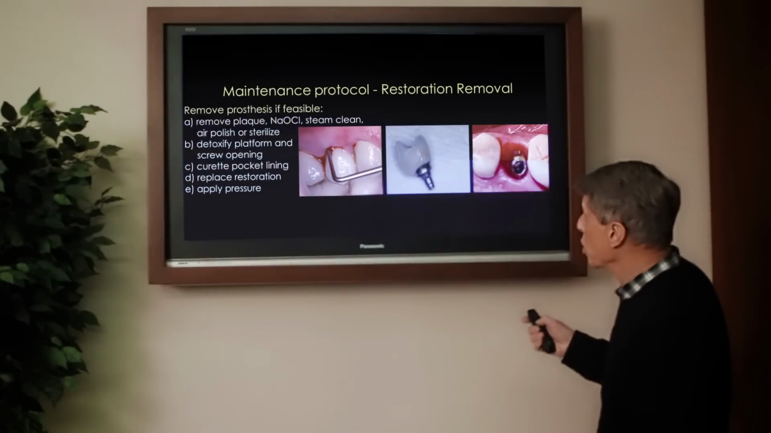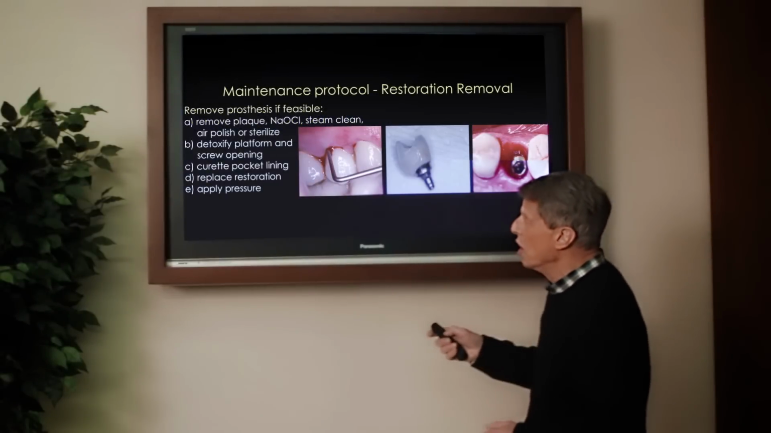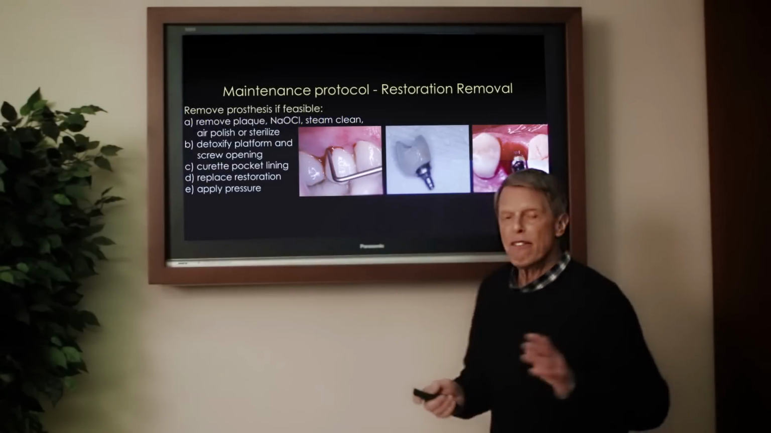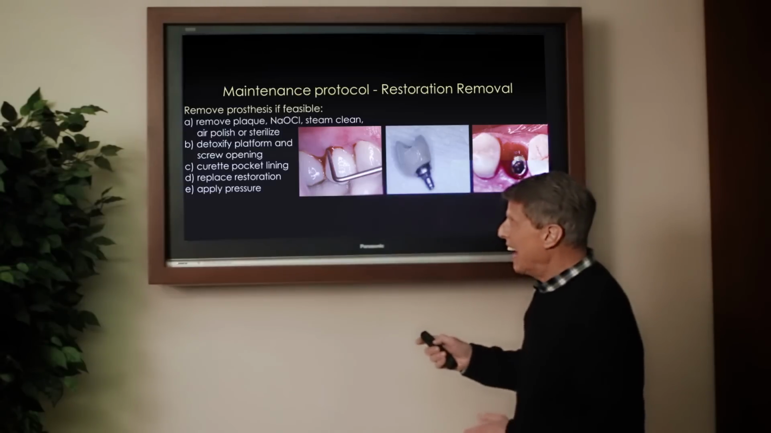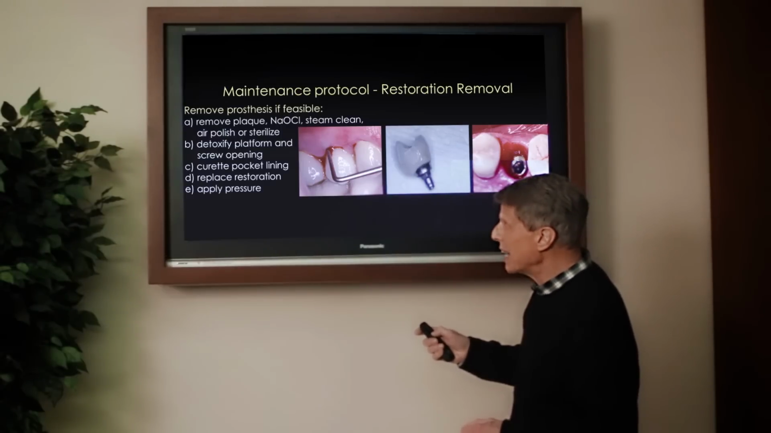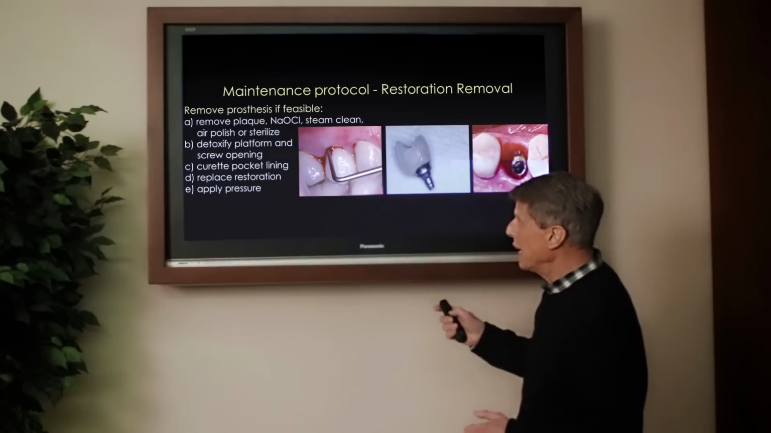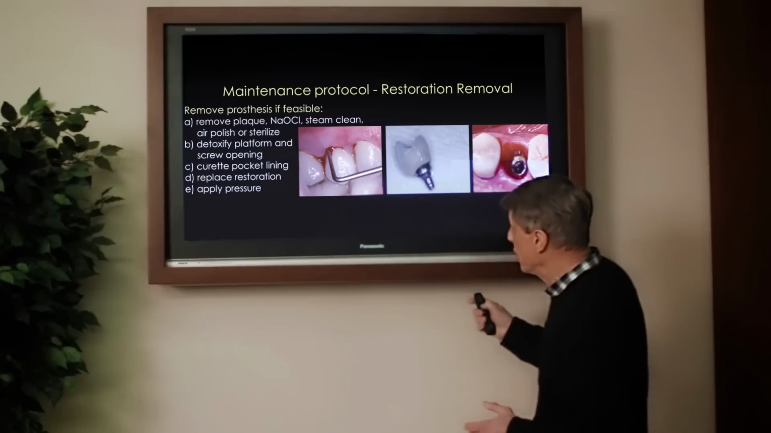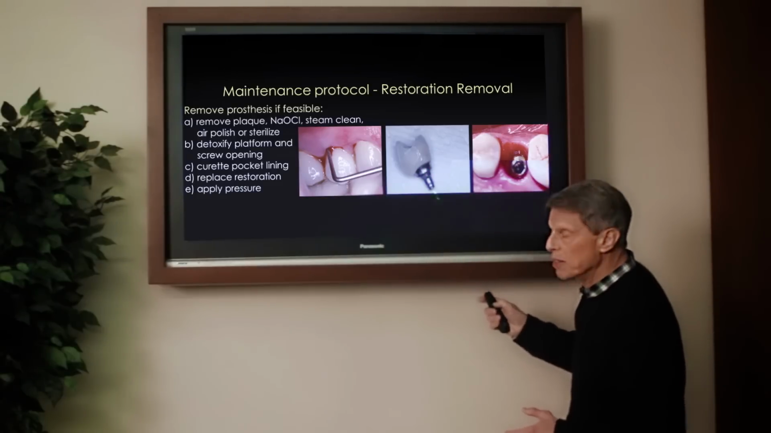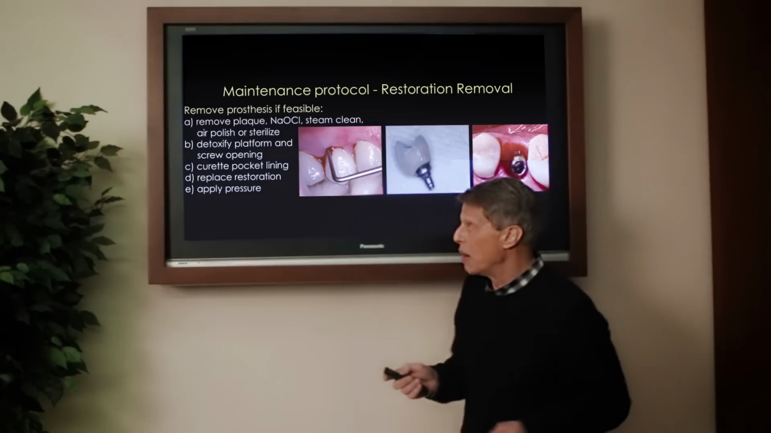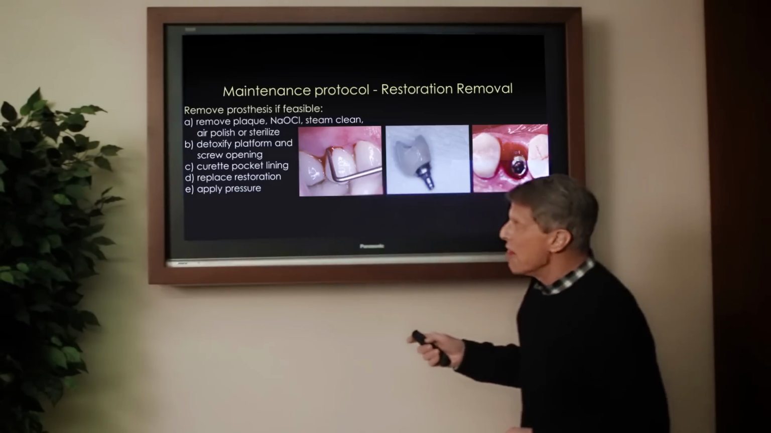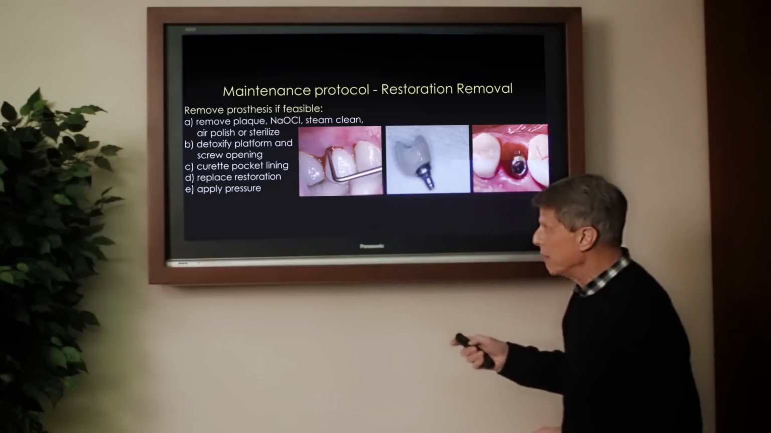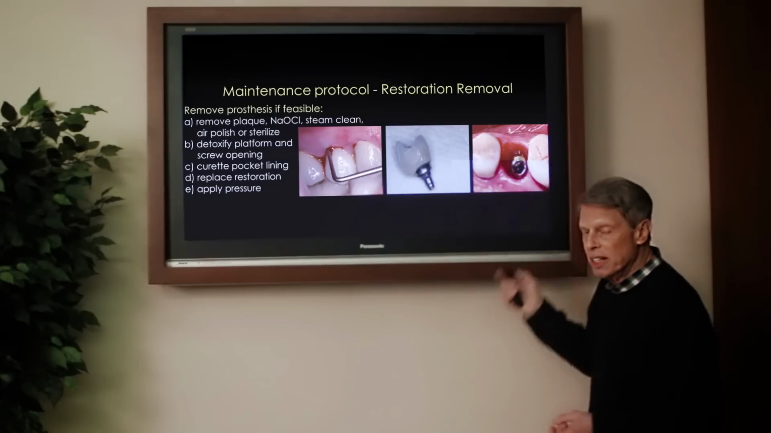So, maintenance protocol, restoration removal. You remove the prosthesis if feasible. And once you do that, you remove the plaque, you use sodium hypochlorite, steam clean, air polish, or sterilize the underside of this restoration along with the screw access opening. All right? Then you also detoxify the platform and screw access opening on the implant.